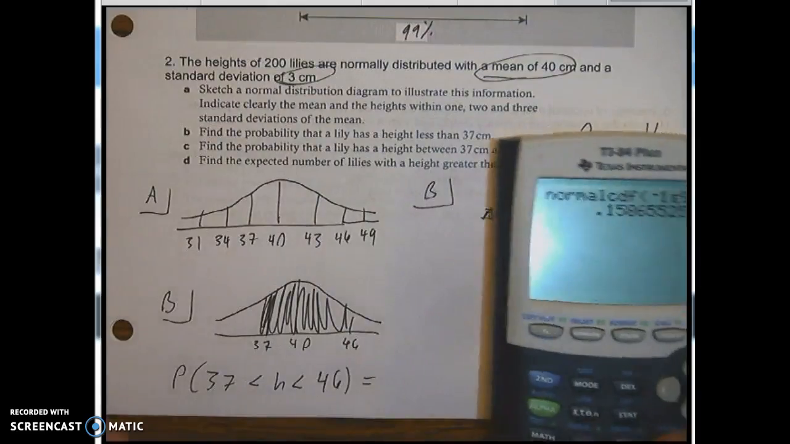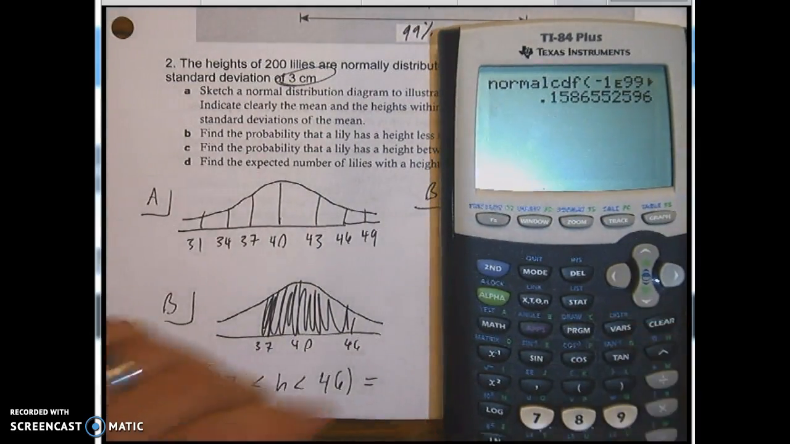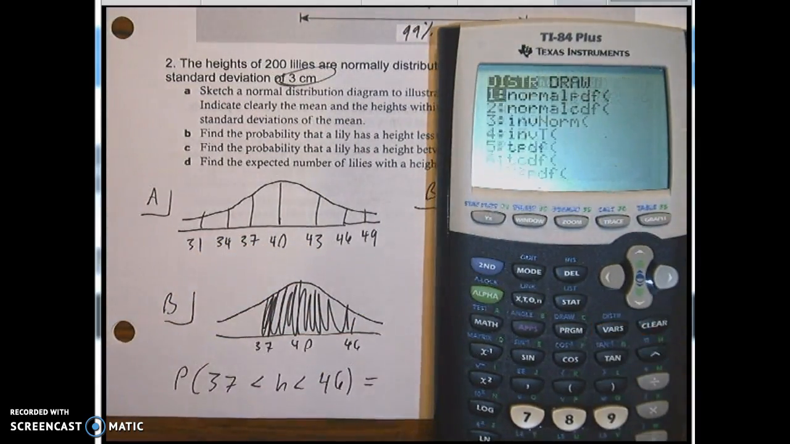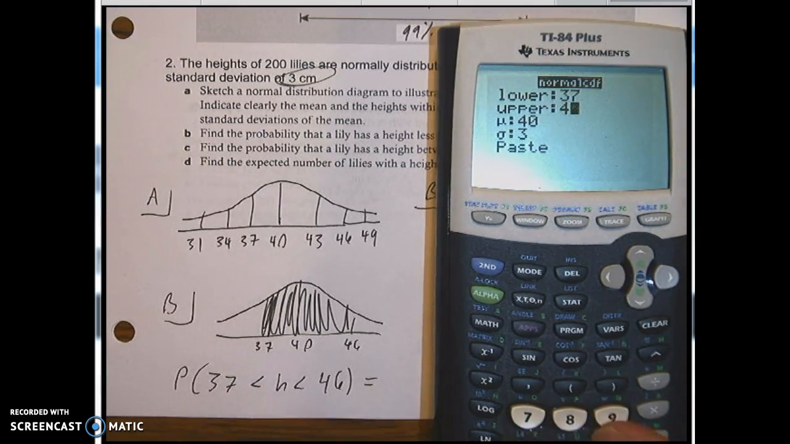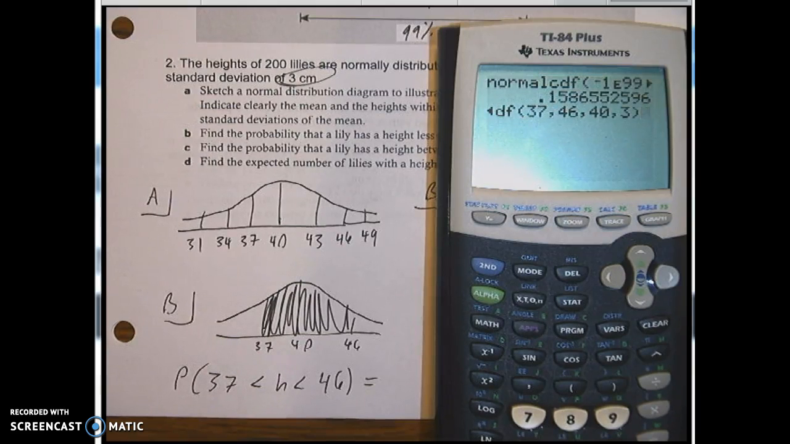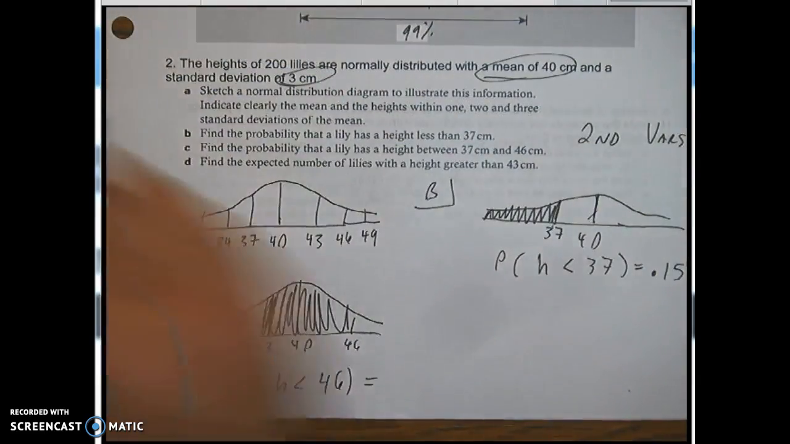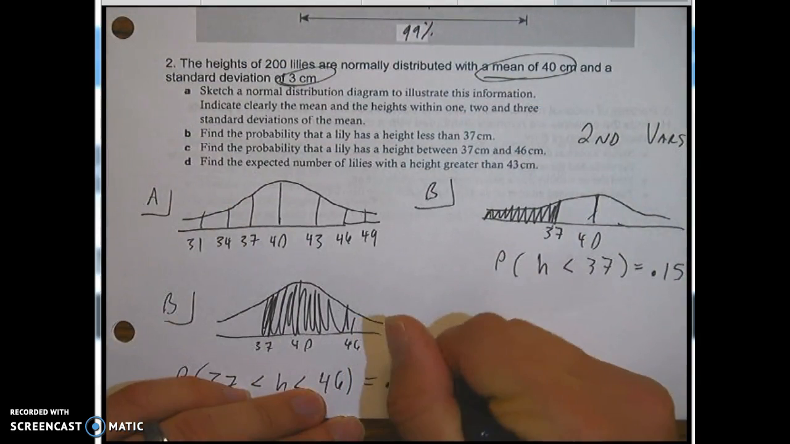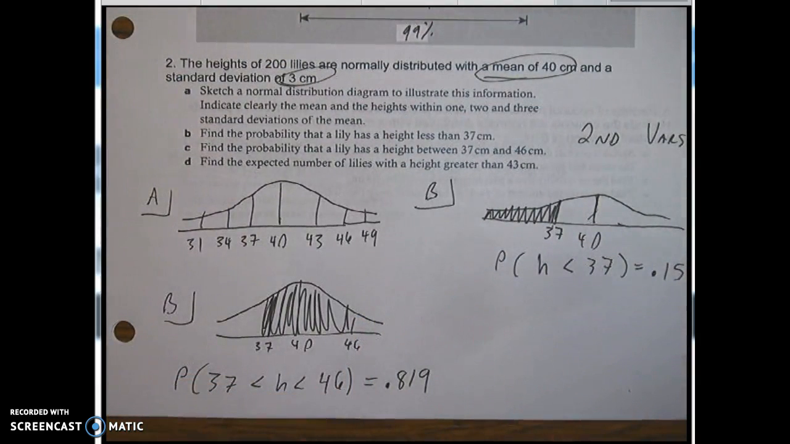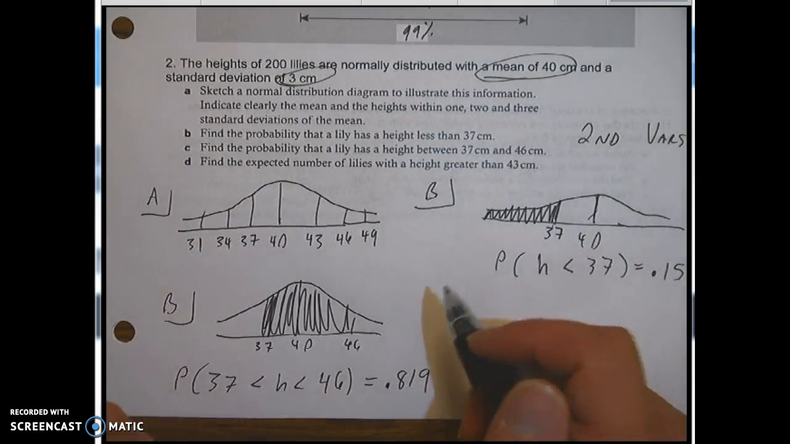And I'm going to use my calculator to help me out with that. So I'm going to go second vars 2. My lower bound now is 37, my upper bound is 46. My mean and my standard deviation are the same. I'm going to paste that in, I'm going to hit enter. It's about 81.9%. Or as a proportion, 0.819. That was part C.